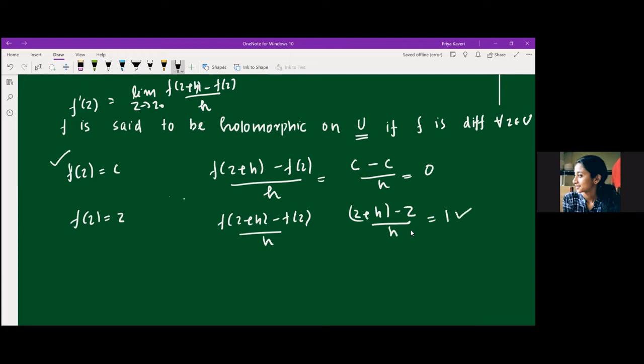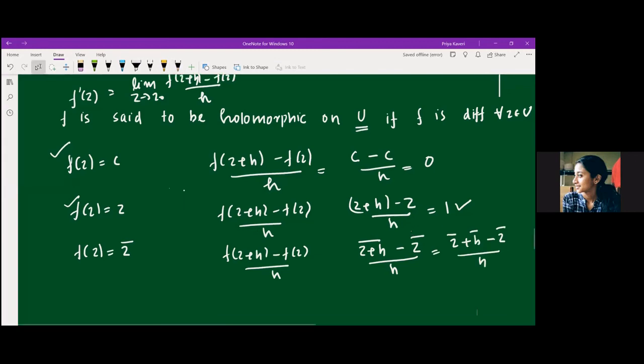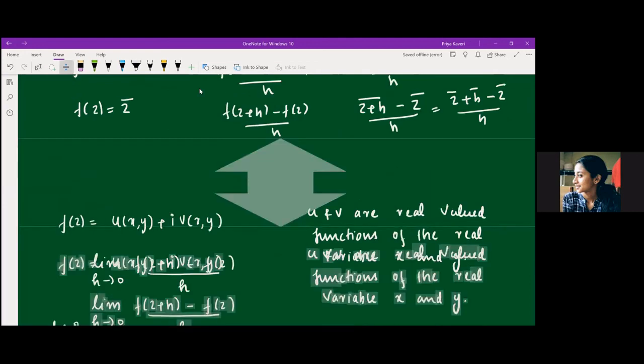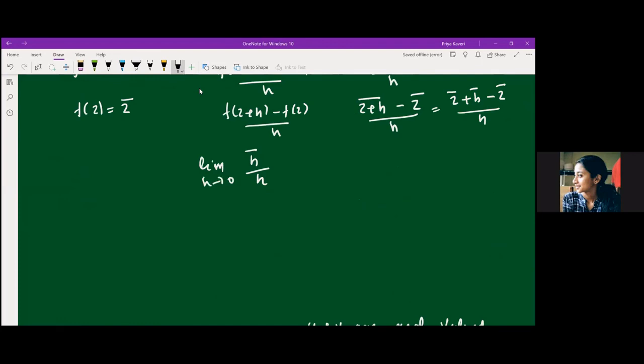Now what about this function, f(z) = z̄? It will be (f(z + h) - f(z))/h, so (z + h)‾ - z̄ over h. But you can verify (z + h)‾ is z̄ + h̄, and minus z̄ over h, so the quotient reduces to h̄/h. So we need to look at this limit. Does this limit exist?